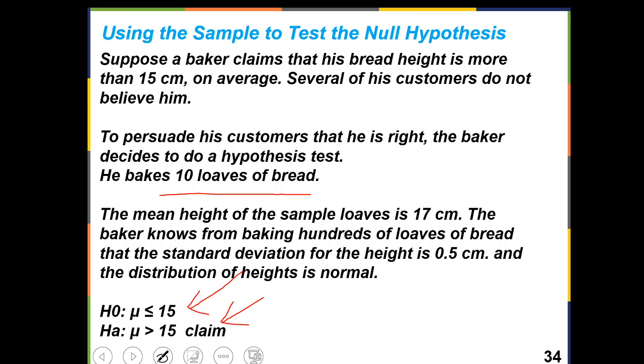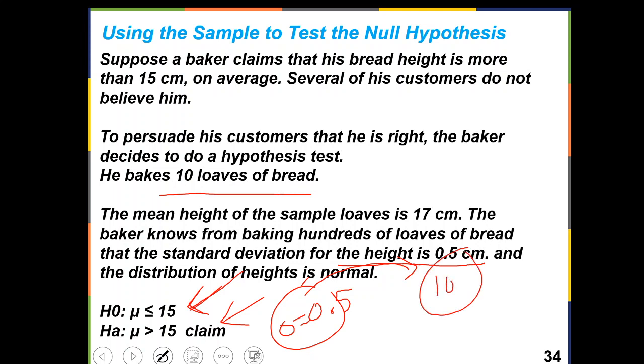So the standard deviation for the height of all the breads he has ever made, according to him, is 0.5. So the population has a standard deviation of 0.5, right? And here's the claim. So we're going to take a sample of size 10, right? n is 10, and we're going to find x bar. And he did. And let's see what he got. He got 17. So this is a right tail test.